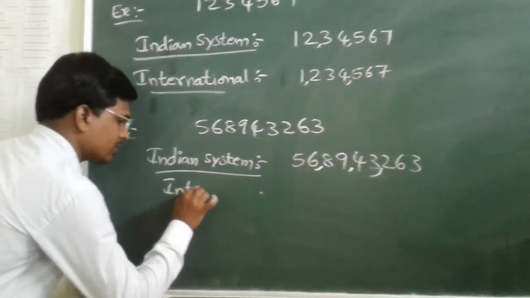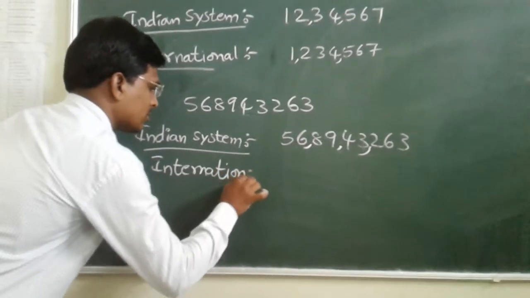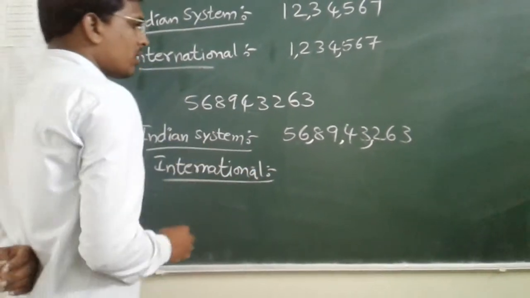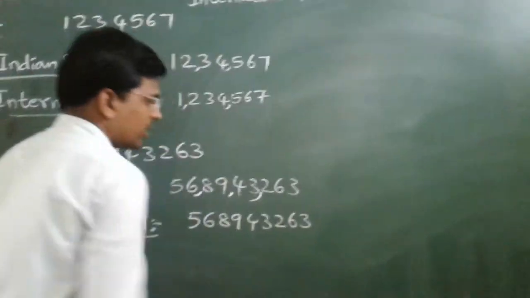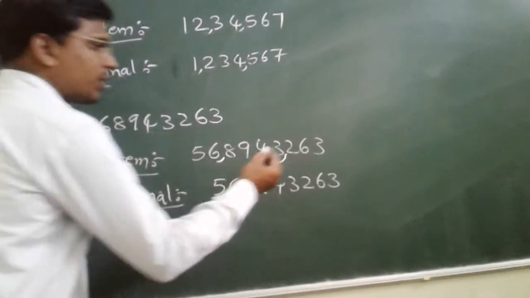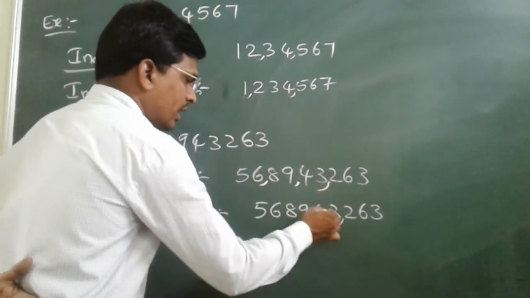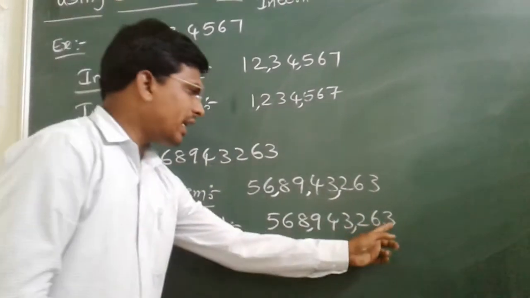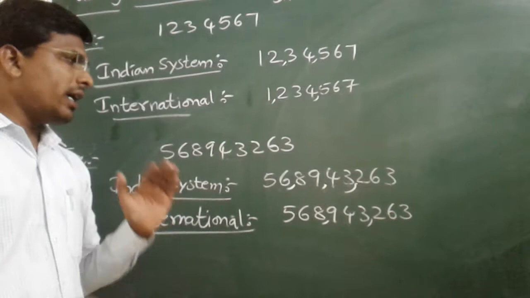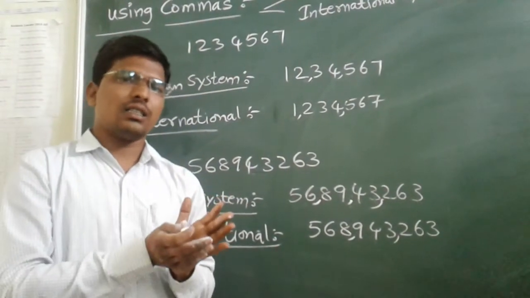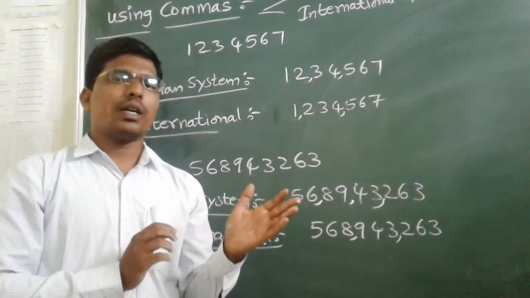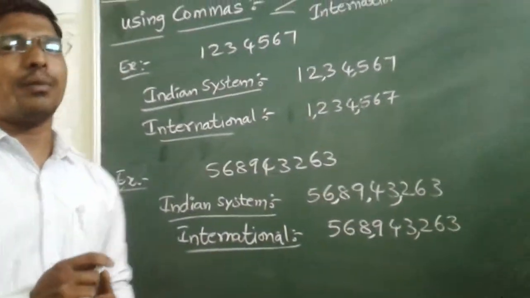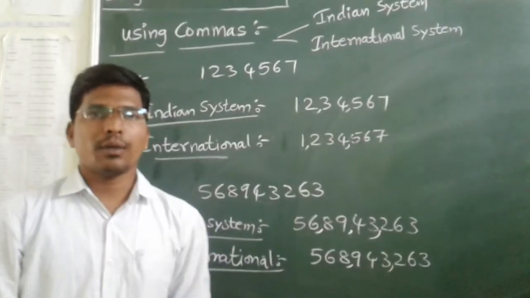Next one, international. In the international system, write the same number 5 6 8 9 4 3 2 6 3. This is very simple, no need to get confused. After every 3 digits from the right hand side, we keep a comma. In the international system, after every 3 digits. In the Indian system, only the first 3 digits, then 2 digits, 2 digits, 2 digits. This is the way of representing commas, and in this way we can read numbers easily. Next, try to solve the problems from the exercise.